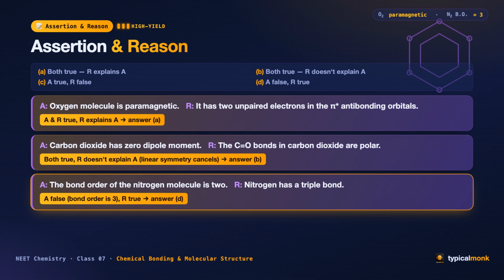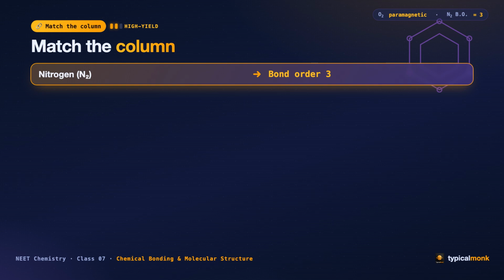A triple bond means bond order 3, not 2. So the assertion is false. Assertion false. Reason true. Option D. A quick match now. Say each answer aloud before I reveal it.